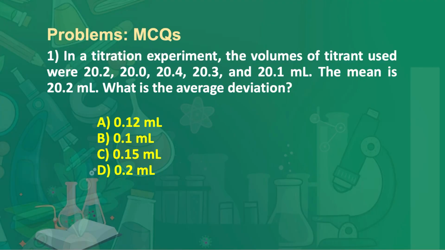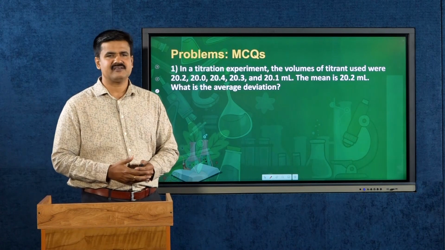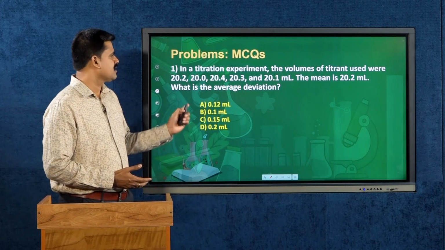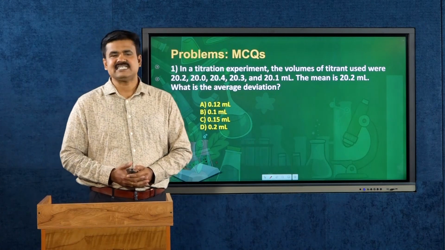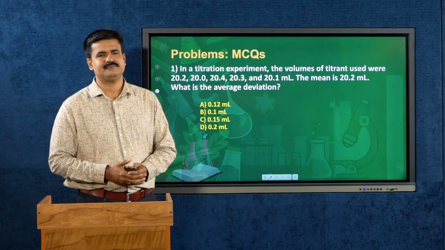This is the first MCQ. In a titration experiment, the volumes of titrant used were 20.2, 20.0, 20.4, 20.3 and 20.1 ml. The mean value is 20.2 ml. What is the average deviation? In this problem, the mean of the data is given, and the data is also given. These are the options, and you have to calculate the average deviation and pick out the right option from the given data.